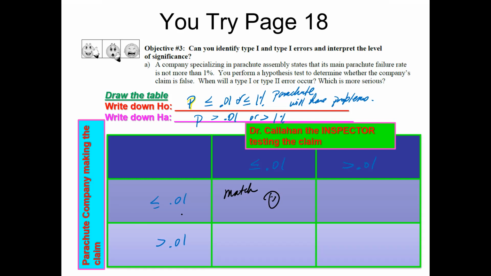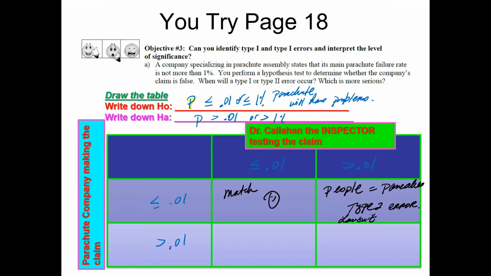On the other hand, if the company says it's less than 1%, but when I inspected it, it's actually greater than 1%, that means there are more people actually dying or becoming pancakes when they use the parachute. And this is a type 2 error, which is not good, because now you will have a lawsuit on your hands because you're lying to the people when you're selling the parachutes and putting them on the market.